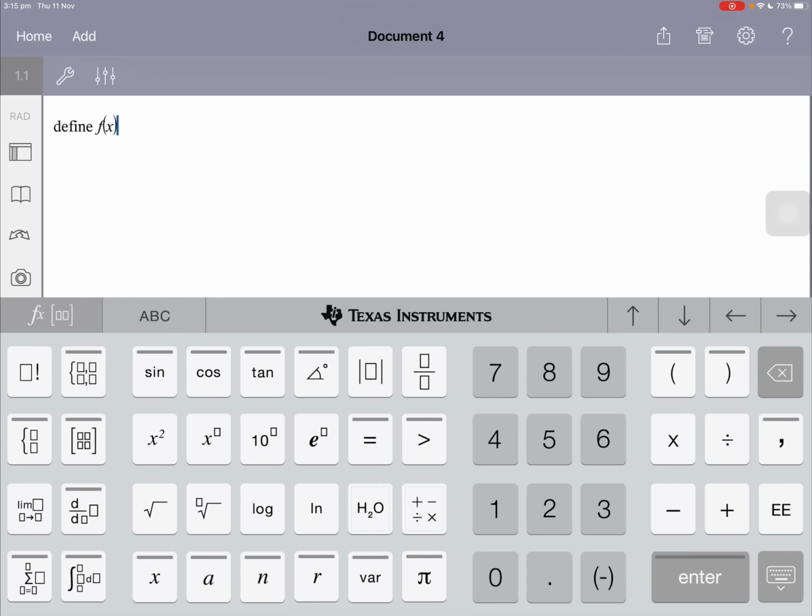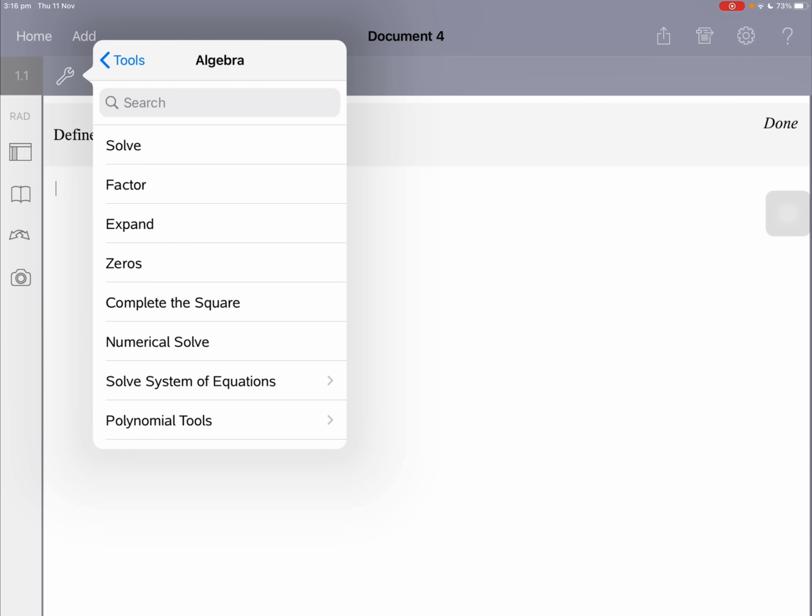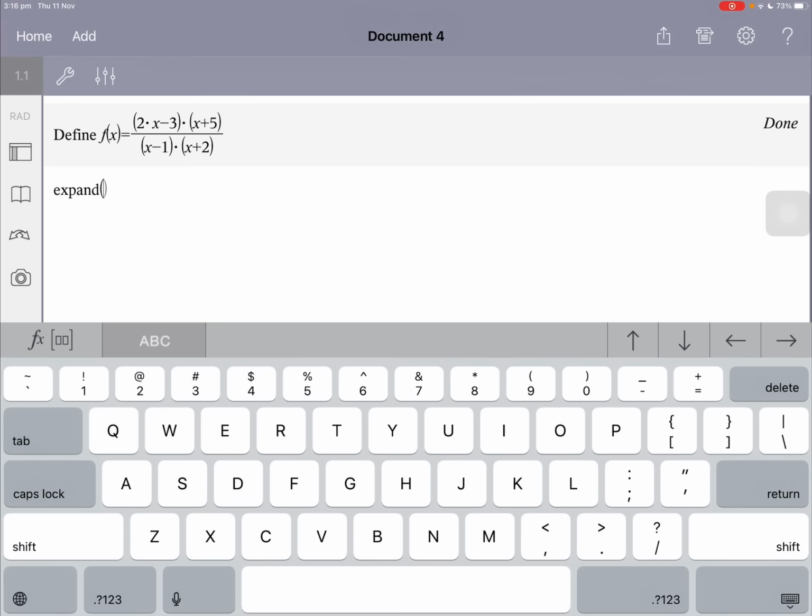Define f of x to equal our fraction, which was, I believe, 2x. This will be useful for us down the track if we have to sketch it and all that. So we have x plus 5, and on the denominator, I believe it was x minus 1 and x plus 2. Okay, so what I would do is just go to algebra, expand, and then go f of x.